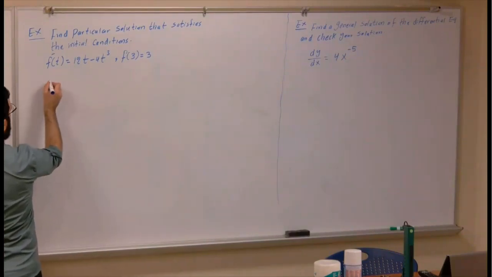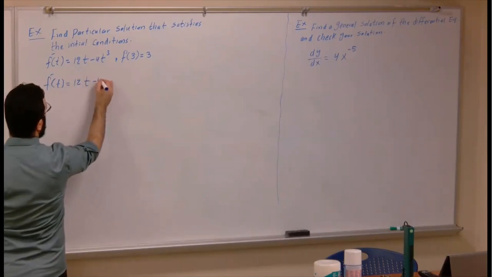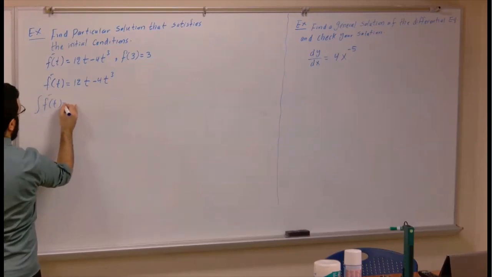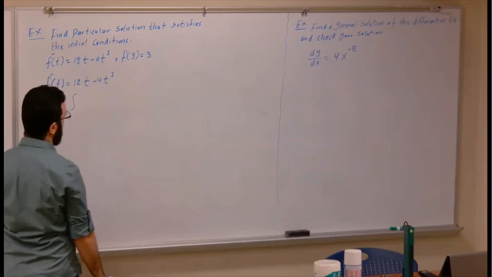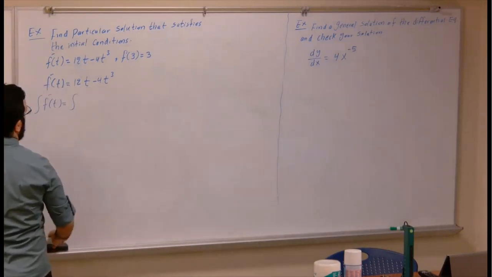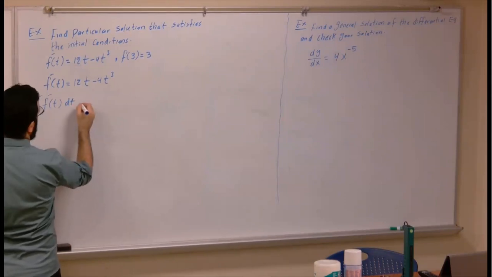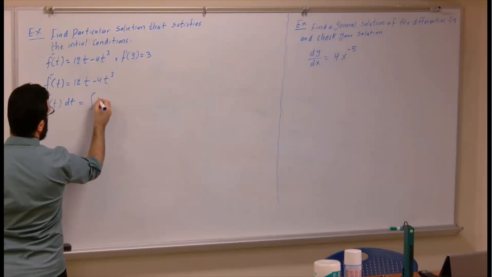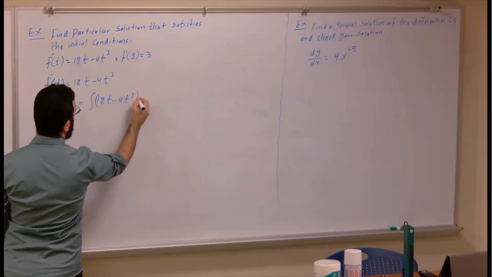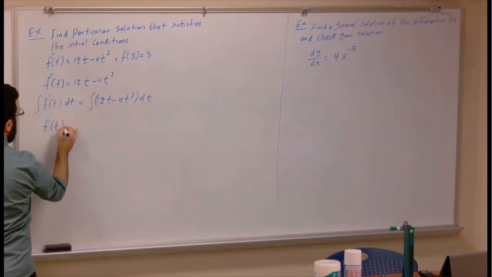This is the derivative. That means f prime of t equals 12t minus 4t cubed. To get f of t, we take the integral with respect to t, so we have to add dt here. Same thing as the previous example, where we added dx. It's going to be the integral of 12t minus 4t cubed dt. Then this one is going to be the function f of t.